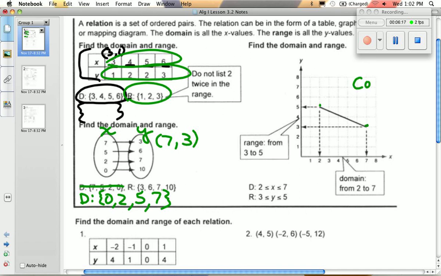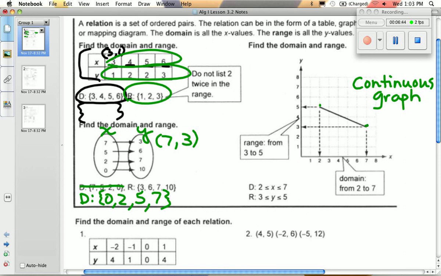So when it is a continuous graph, do you think we can possibly list all of the ordered pairs that are on that line segment? What do you think? Do you think it's possible to list all of the ordered pairs, all the names of points that are on that line segment? No, because how many points are on that line segment? An infinite number of them. Too many for us to even start.